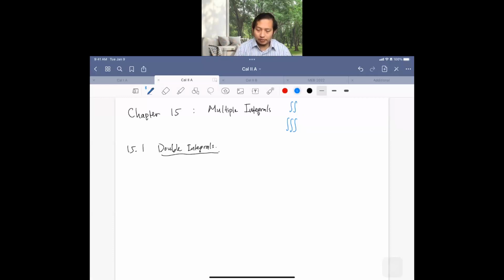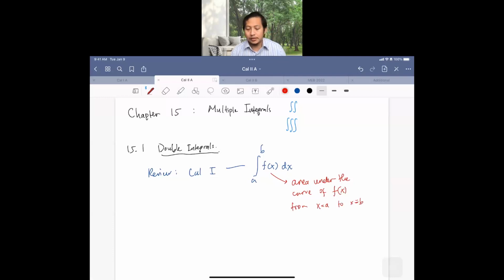Let me start with a little bit of review of calculus 1. We have this integral, right? What does it mean? It means this is the area under the curve of f of x, from x equals a to x equals b. This is what it means if you want to visualize the integral.